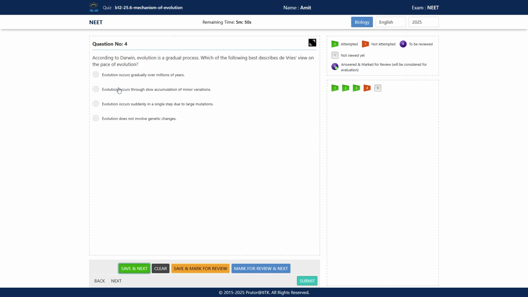First one, evolution occurs gradually over millions of years, means evolution is a very slow process. Second one, evolution occurs through slow accumulation of minor variations. Third one, evolution occurs suddenly in a single step due to large mutations, means saltation. And fourth one, evolution does not involve genetic changes. What is the correct answer here?